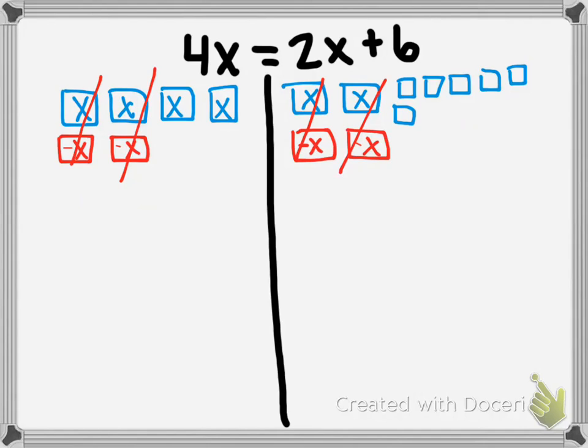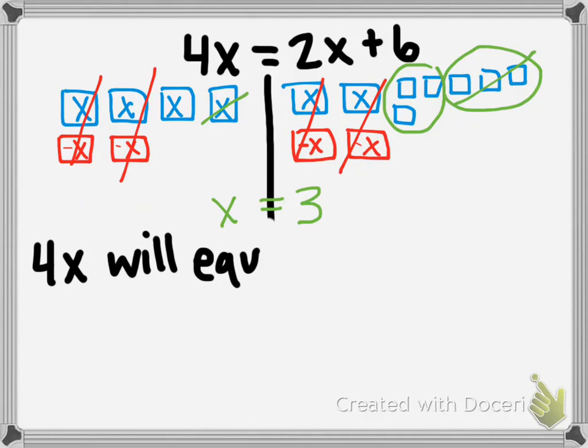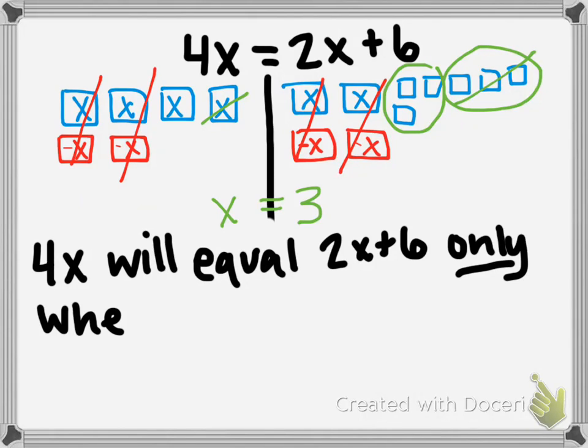So I'm left with 2x equals 6. I want to know what x equals, so I'm going to divide my 6 on the right side into two separate groups, and I get x equals 3. So 4x will equal 2x plus 6 only when x equals 3. If x is 4, they don't equal each other. If x is 2, they don't equal each other. It only works when x equals 3.